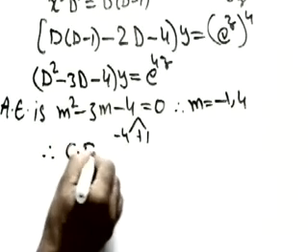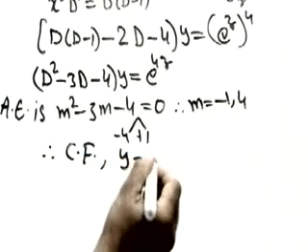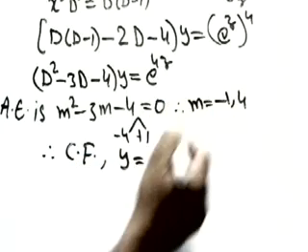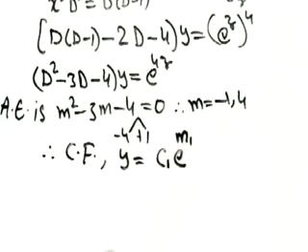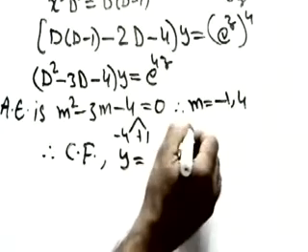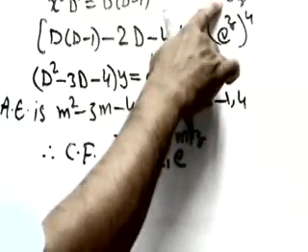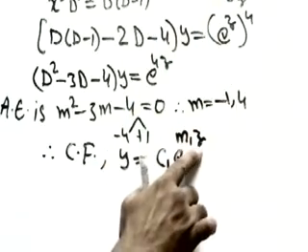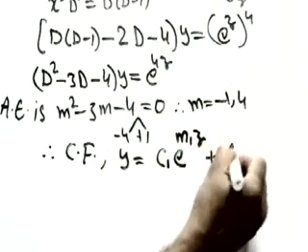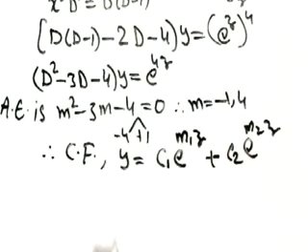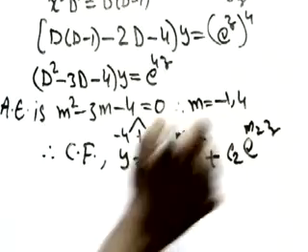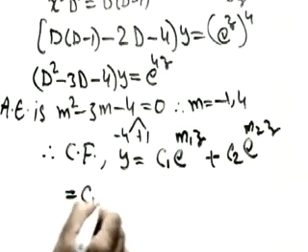Therefore the auxiliary equation is finished. The complementary function is y equals, for different values we know, c1 e power m1. Watch carefully. In place of x you must write z, because now we change to d by dz. So in place of x you must write z, plus c2 e power m2 z. Now watch carefully. M1 value is minus 4, M2 value is 1.